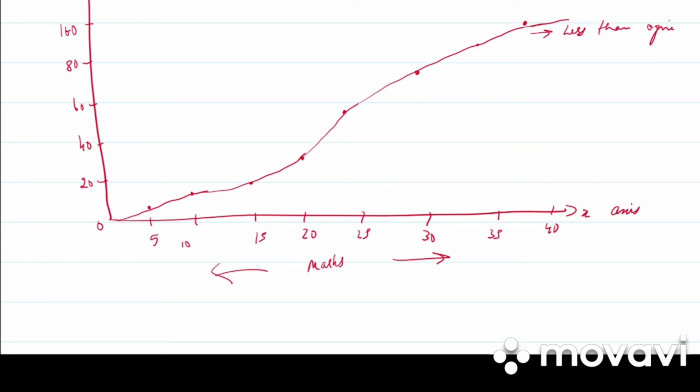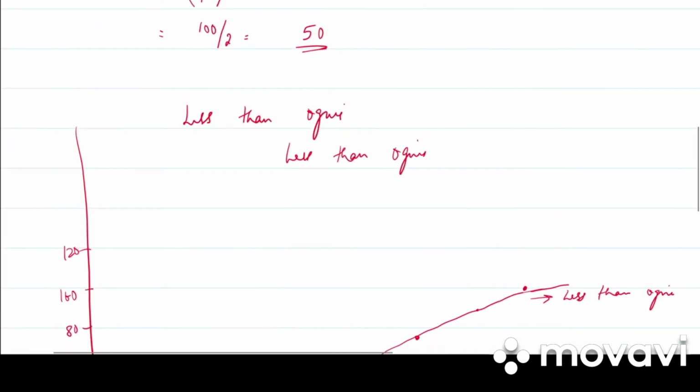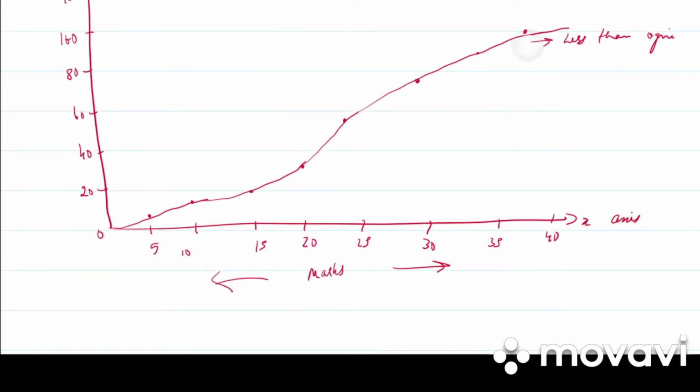Now we have found the n by 2 item. How much did we get? It is 50. So go to your graph sheet. Under your y-axis mark 50.